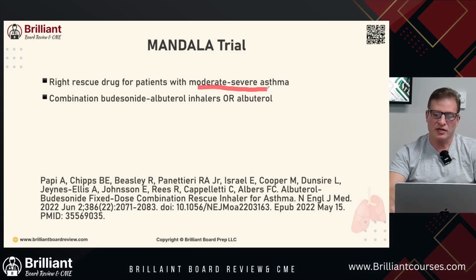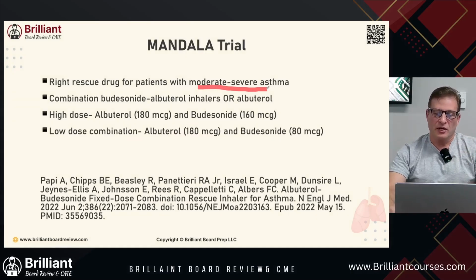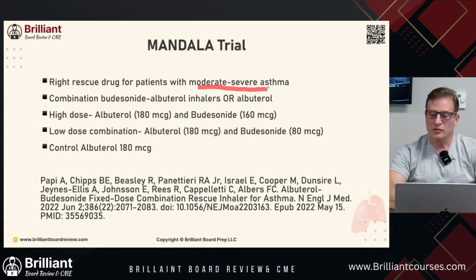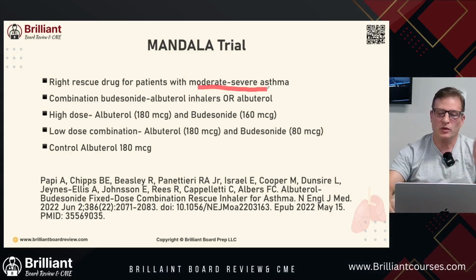In this study, they used a combination of budesonide and albuterol inhalers, or albuterol alone, which has been the standard of care for many years. In the high dose, it was albuterol 180 micrograms and budesonide 160 micrograms. The low dose combination was albuterol 180 micrograms and budesonide 80 micrograms. And the control was just albuterol 180 micrograms. The risk of severe asthma exacerbation was 26% lower in the high dose. This became the winner.